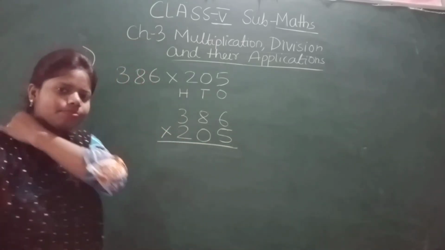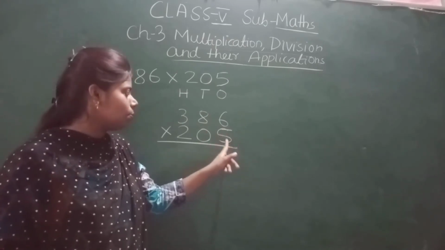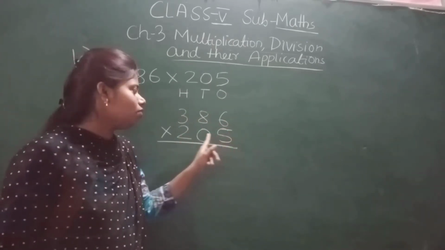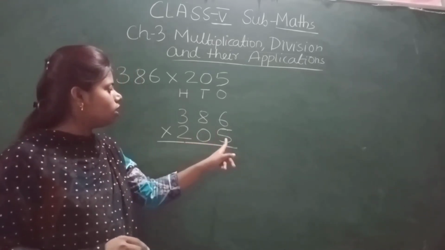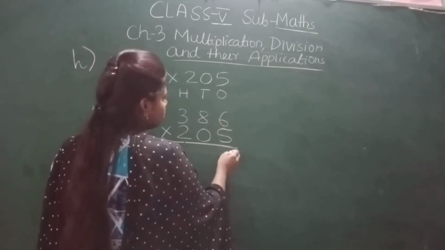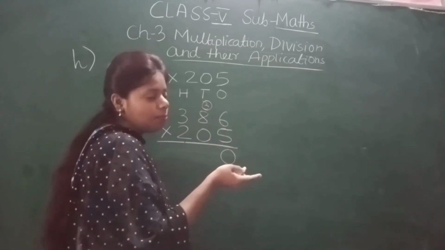Now see here. 5, first what will we do? We will multiply 5 with all these 3 digits, then we will multiply by 0, then by 2. Now let's first multiply by 5. 5 6s are 30, we write here 0, 3 we will give carry.